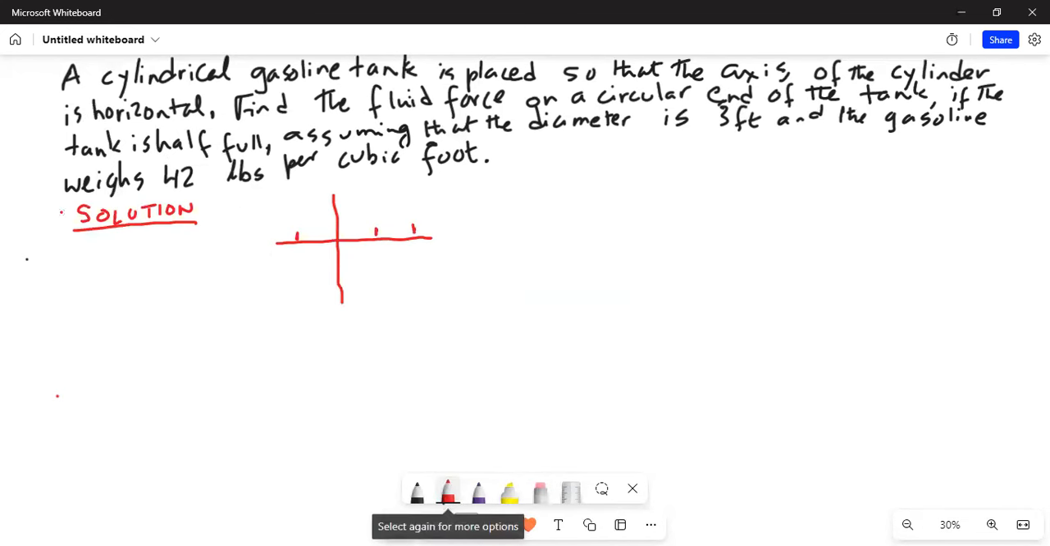So first I will draw the circle and show you what's going on. The diameter is 3 feet. That means the circle looks like something like this, 1.5 and 1.5. Of course, mine is not a good circle, but you get the picture. This is 1, this is 2.